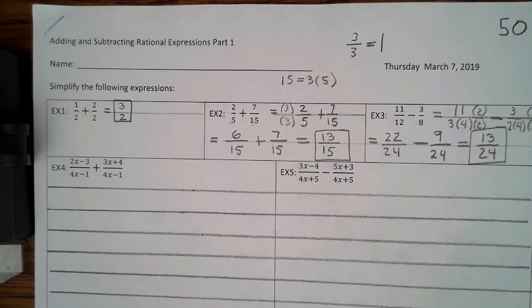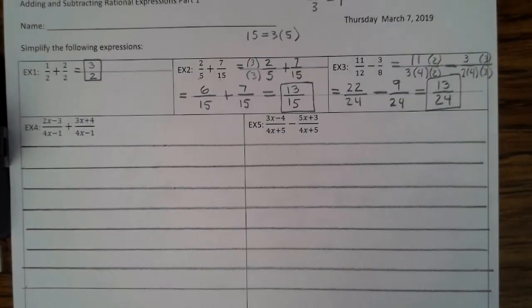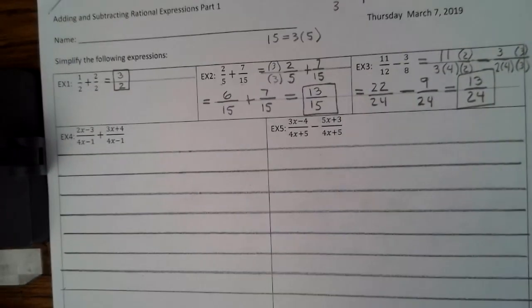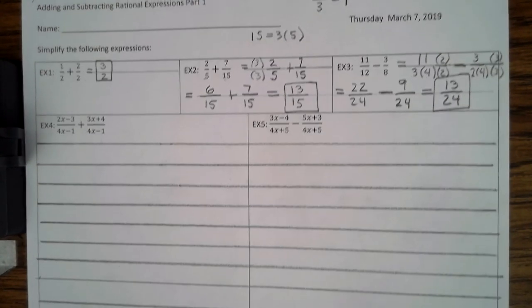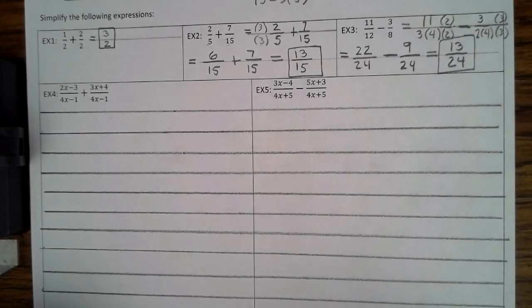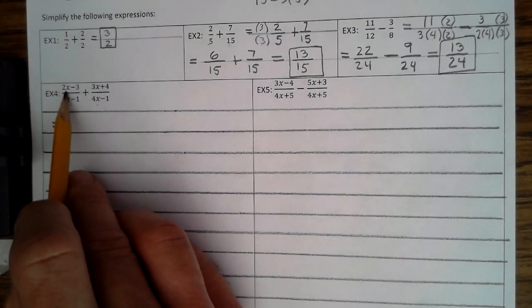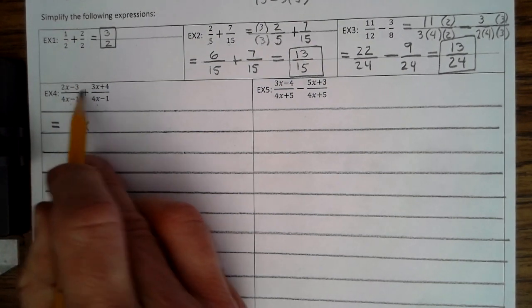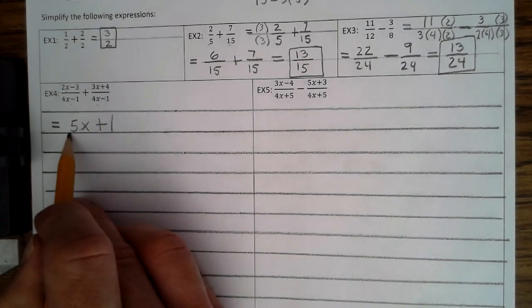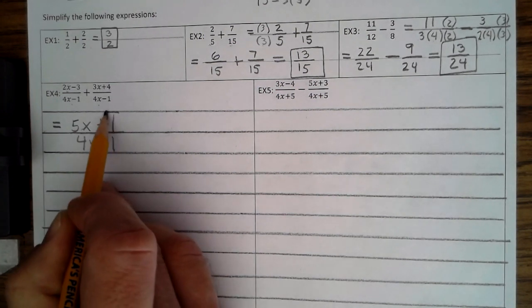All right. Now let's take a look. We'll finish up examples 1 and 2 and 3. All right, now let's take a look at example 4. Now here, they have the same denominator, so we just add the numerators. So 2x plus 3x is 5x, and negative 3 plus 4 is positive 1, divided by 4x minus 1, and you're done. Very simple.